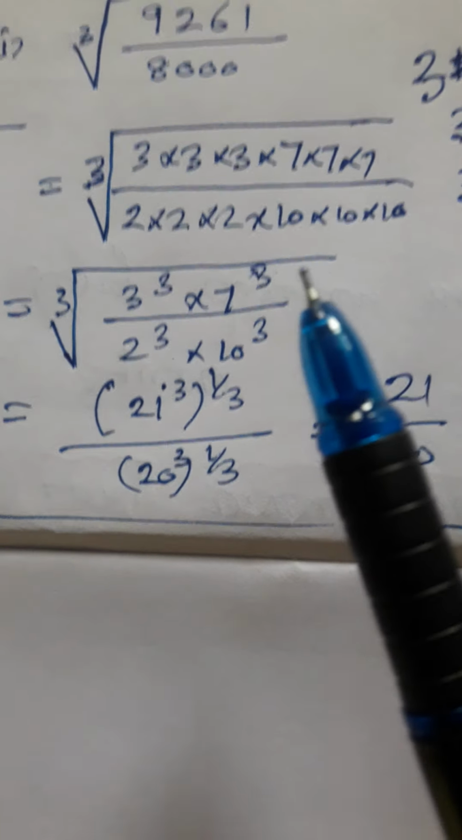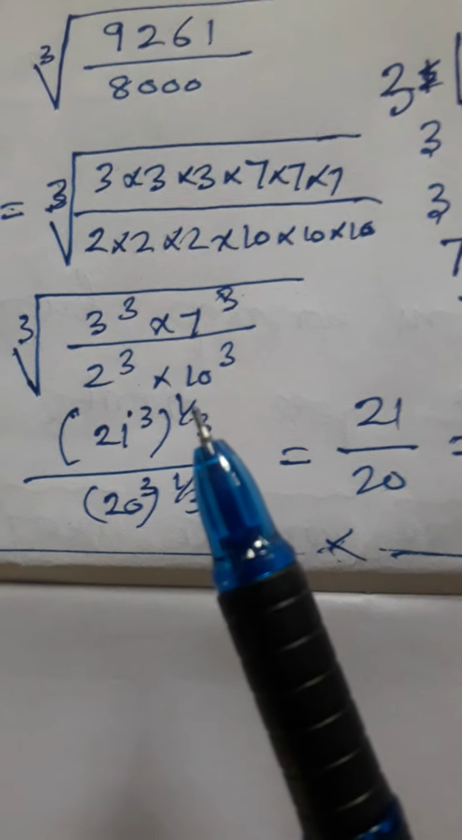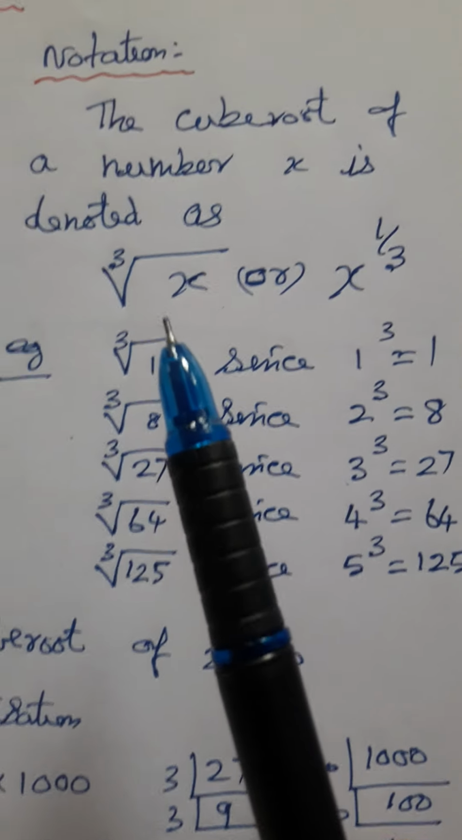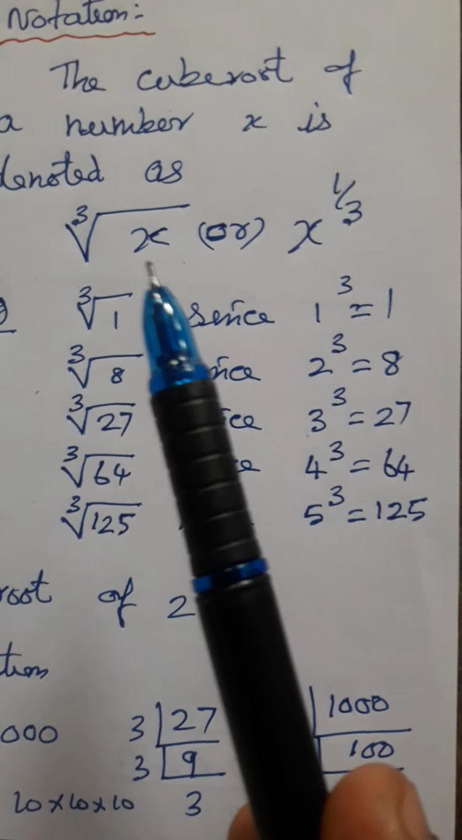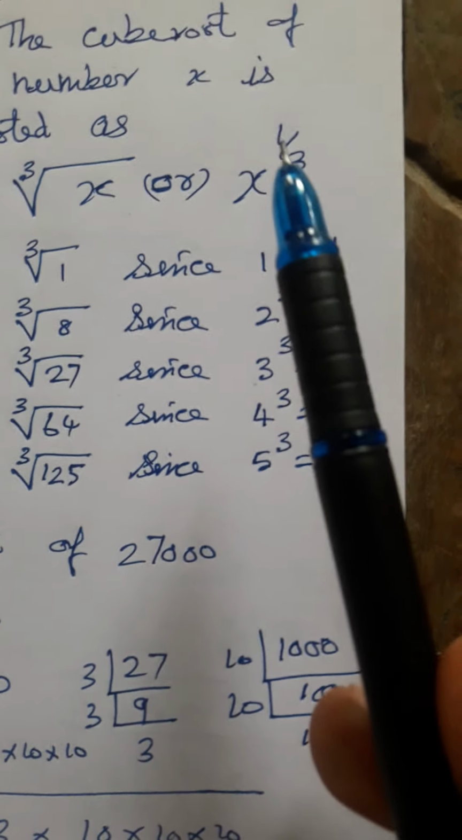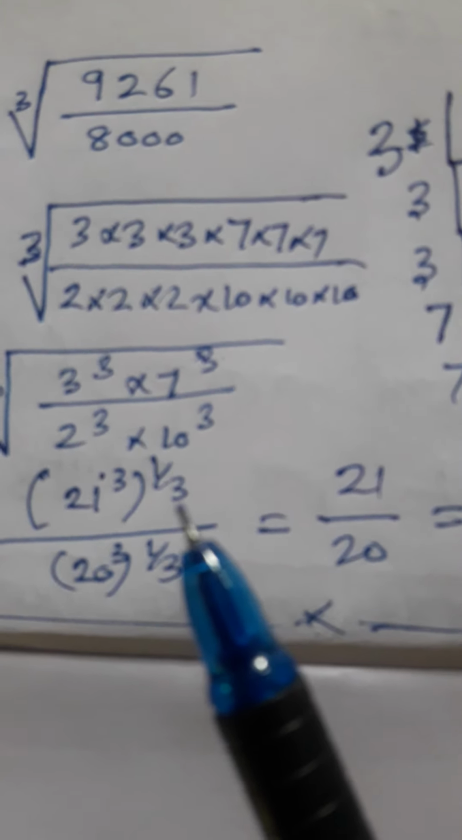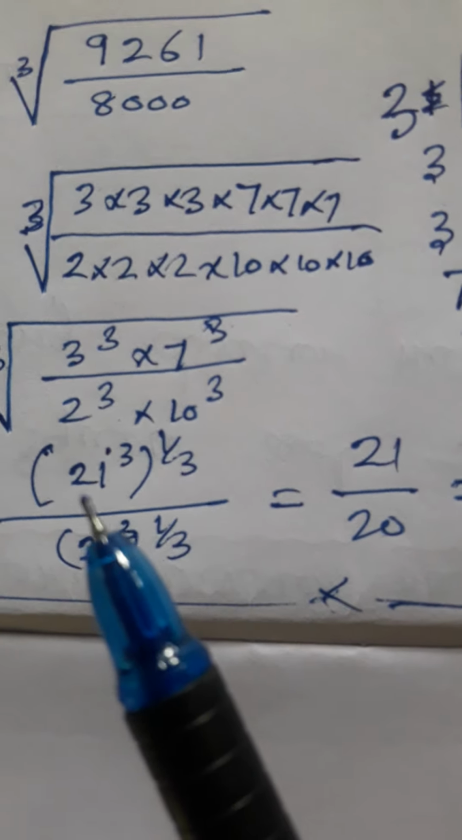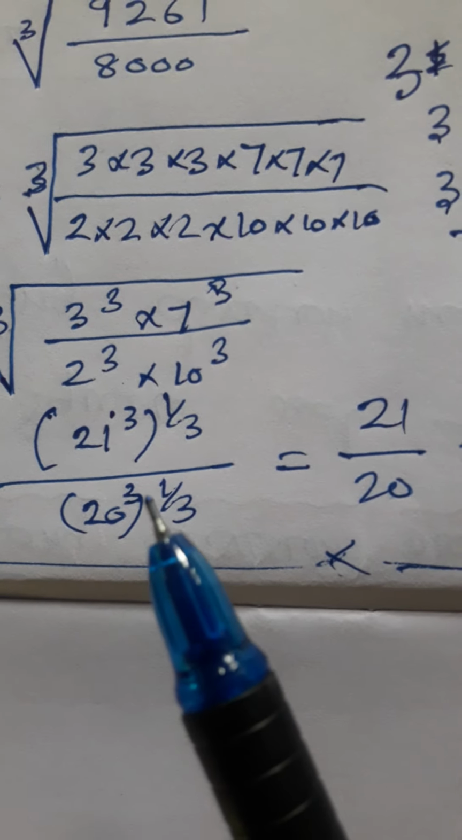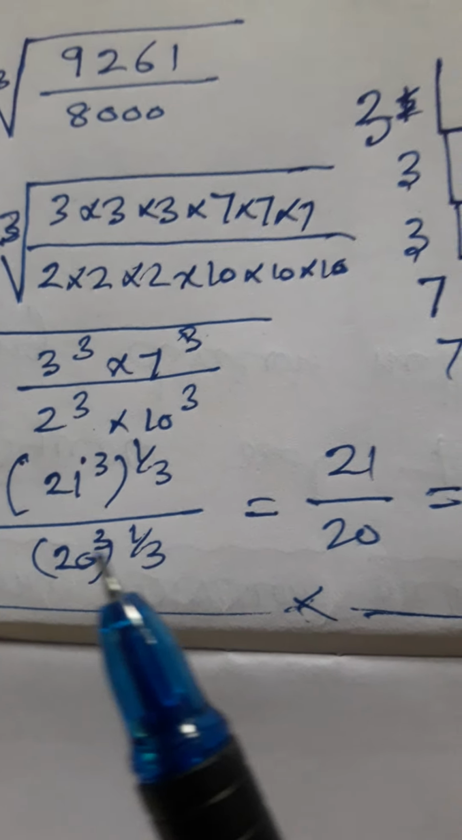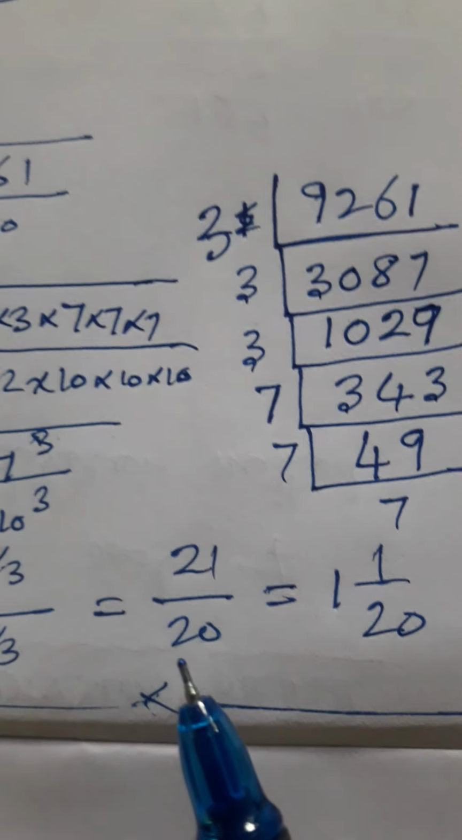This cube root can be rewritten as power 1 by 3. Here also, 20 cube to the power 1 by 3. As we have seen earlier, cube root of x can be written as x to the power 1 by 3. So we write 21 cube to the power 1 by 3 and 20 cube to the power 1 by 3. These 3 and these 3 get cancelled, here also. We have 21 by 20.